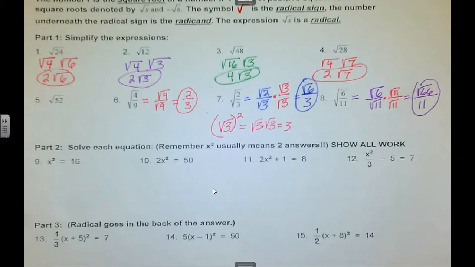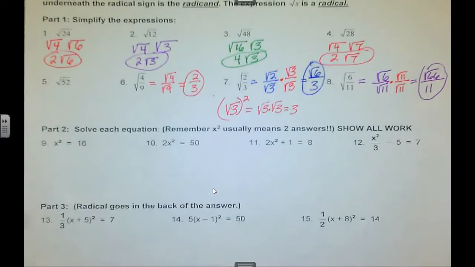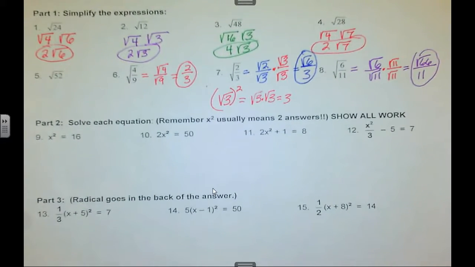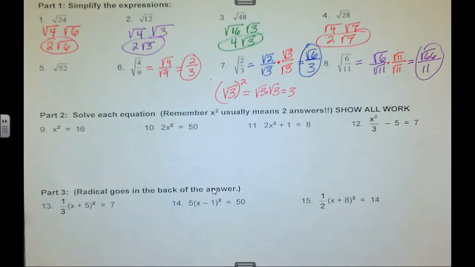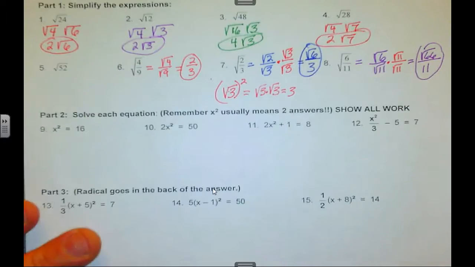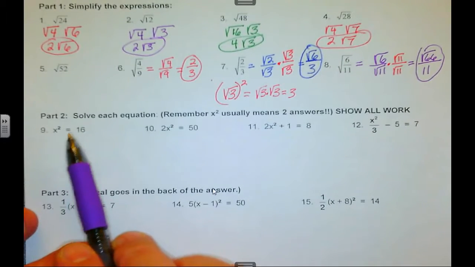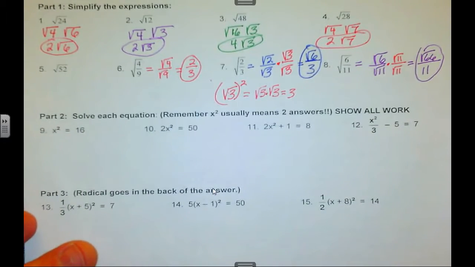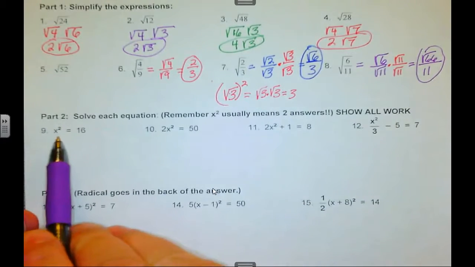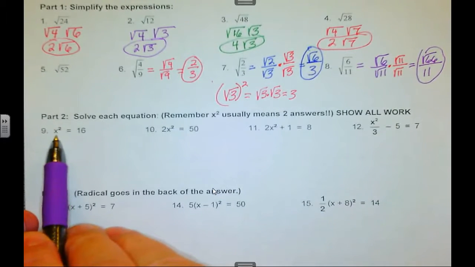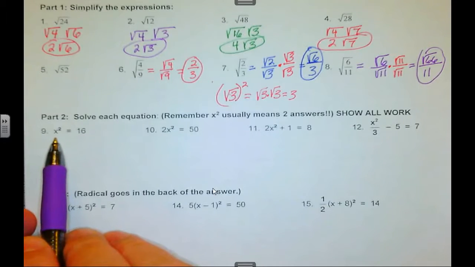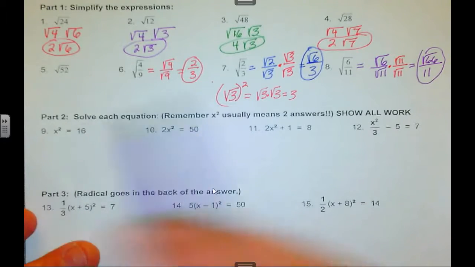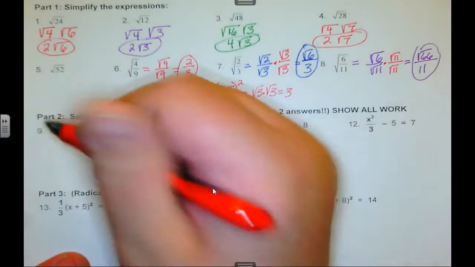So that was all review. This is where we start some new stuff: solving quadratic equations by taking the square root. What you have to do is get the square term by itself first, and then we take the square root of both sides.